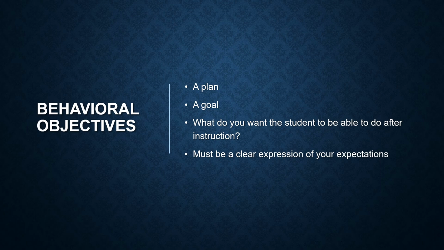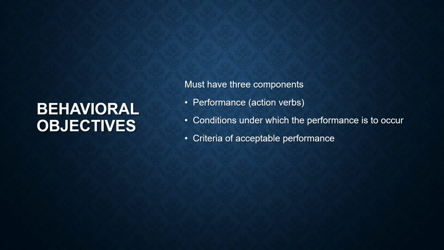A lesson plan's objectives must be a clear expression of your expectations. Each plan's objectives must have 3 components in order to be clear to you and to others who may look at your lesson plans. The first is performance. Performance describes what the student will be able to do, and tells you how you will evaluate if the students meet the objectives or not. What do you want the students to know? How do you want them to be different after instruction?